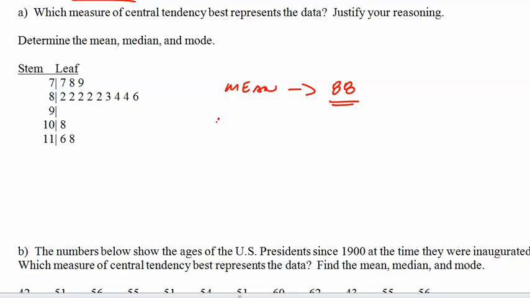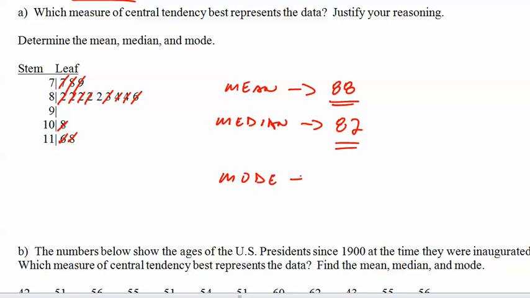The median is a classic trick. You just start crossing off the first and last. You get 82. And the mode is also 82. So like I said, you could say, oh, the mode's the best data. Well, it's also the mean. So in this case, it doesn't really matter. Which one's the best? It depends.